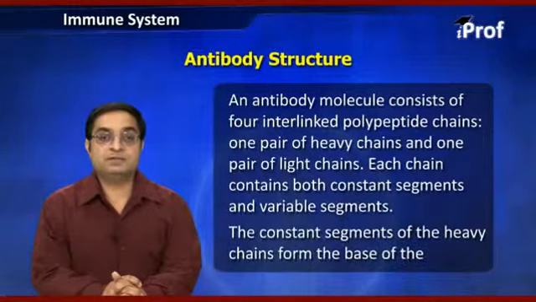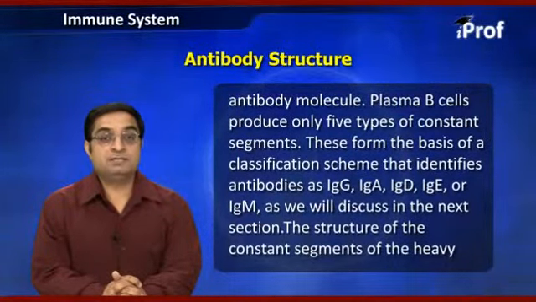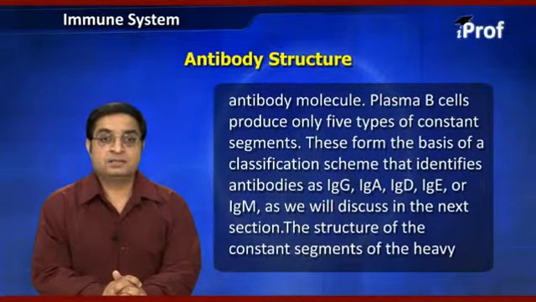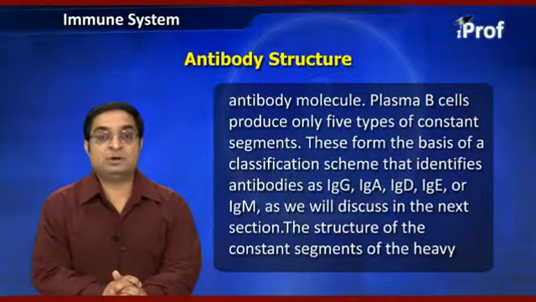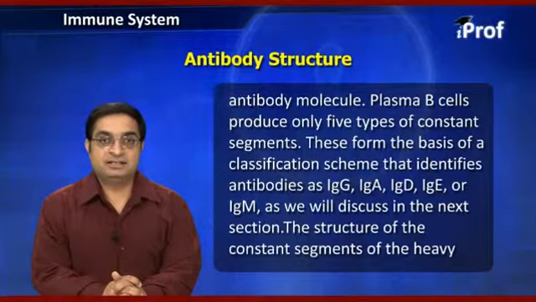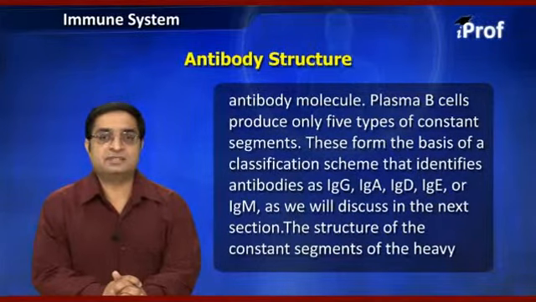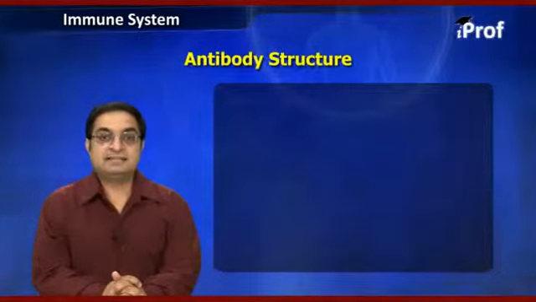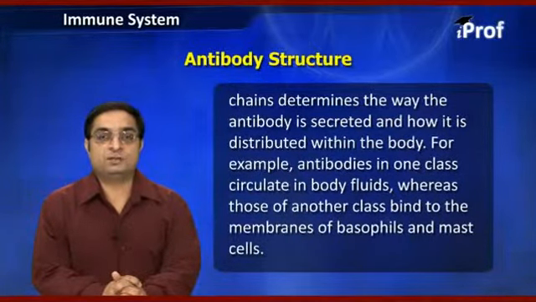The constant segments of the heavy chain form the base of the antibody molecule. Plasma B cells produce only 5 types of constant segments. These form the basis of the classification scheme that identifies antibodies as IgG, IgA, IgD, IgE or IgM, as we will discuss in the next section. The structure of the constant segments of the heavy chains determines the way the antibody is secreted and how it is distributed within the body.